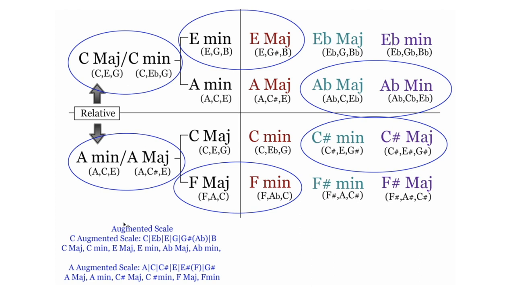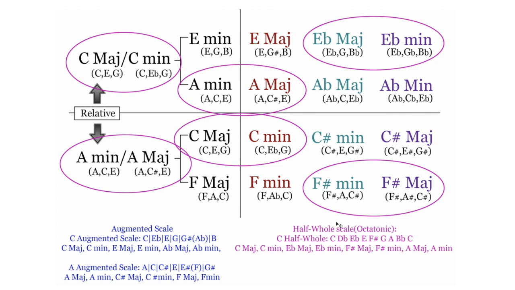Looking back at the chromatic mediant chart, we can see how these scales unify the chords. The C augmented scale will unify the C major and minor, the E minor and major, and the A flat major and minor. The A augmented scale will unify the A minor and A major, F major and F minor, as well as the C sharp minor and C sharp major.